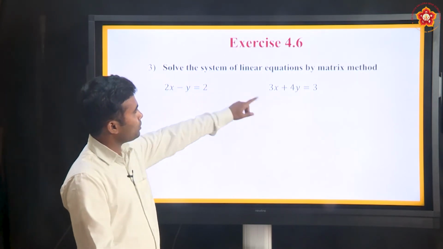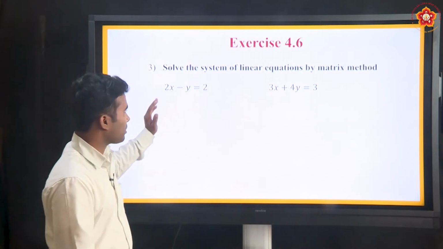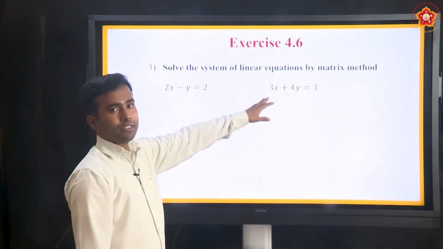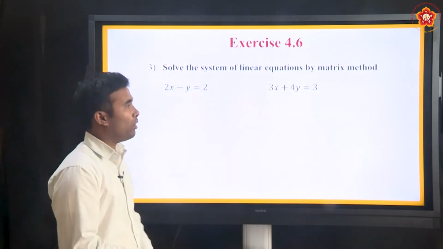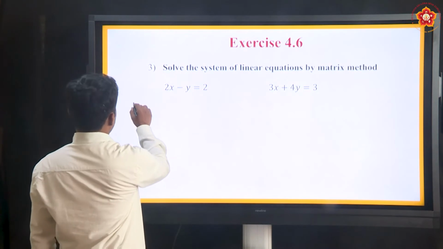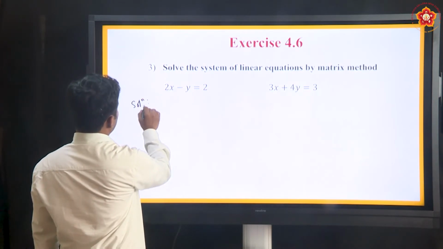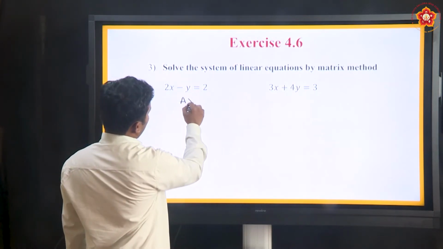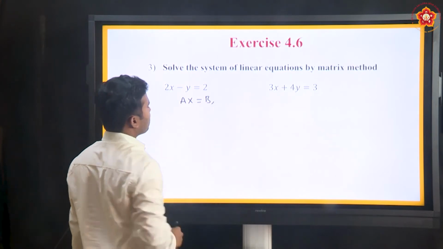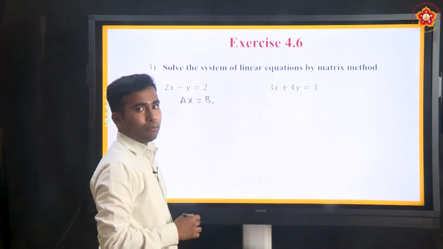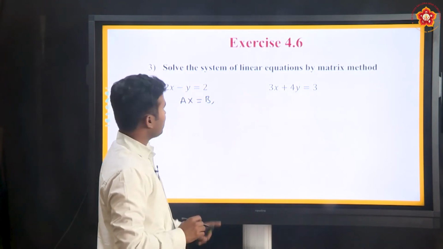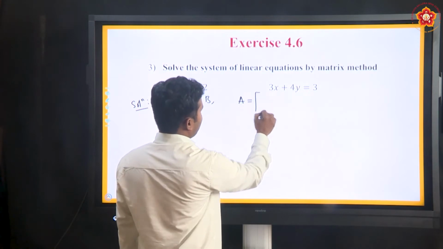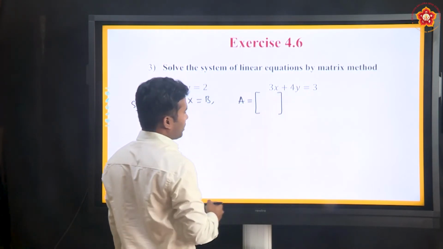Using the matrix method we are going to find the values of the variables x and y, and we can represent simultaneous equations in matrix form. We can represent these linear equations in the form AX = B, where A is a matrix, X is a matrix and B is a matrix, but we have to write what A, B and X are particularly.